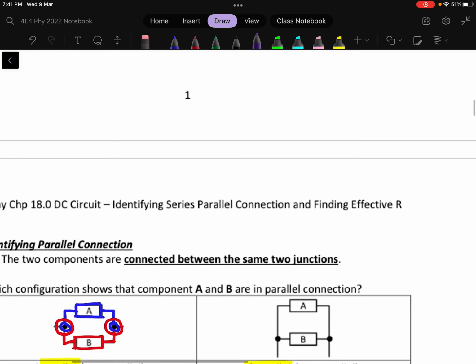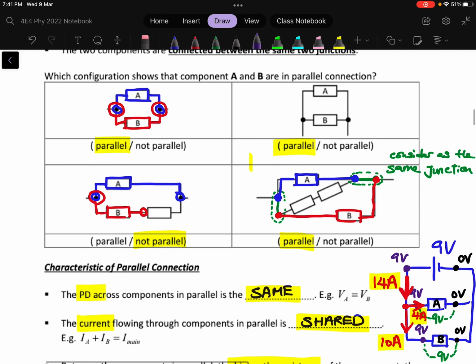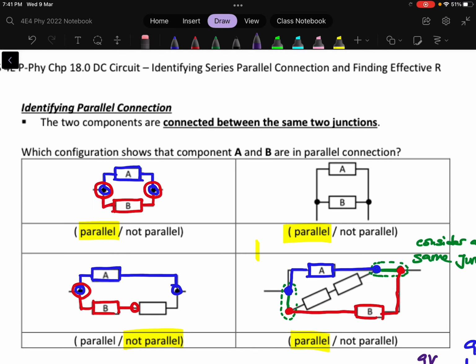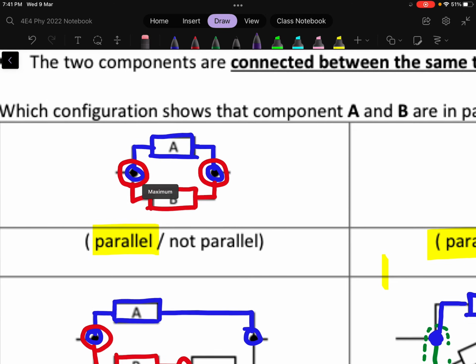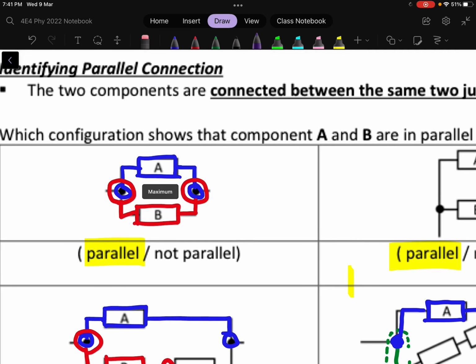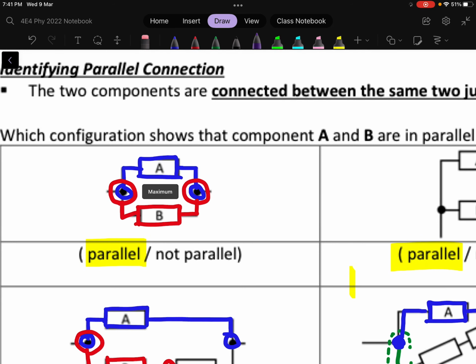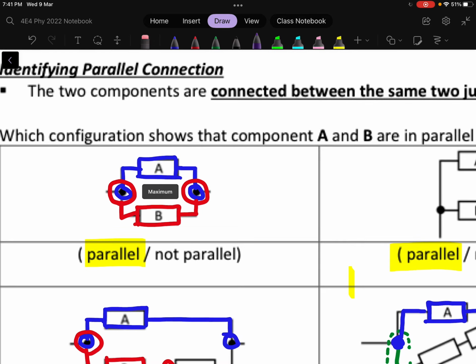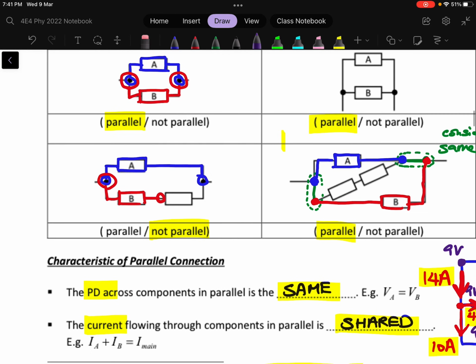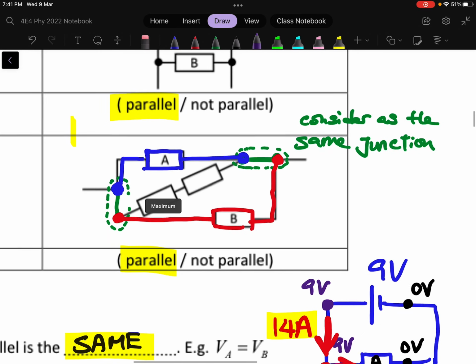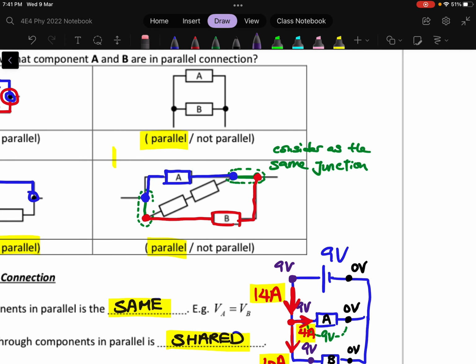Now the other thing that you learn is how to identify parallel. So to identify parallel connection, we say that the component has to be trapped within the same two junctions. So for example, here you can see that resistor A is trapped between the blue color junction, and resistor B is also trapped between the red color junction, and this blue and red are the same junction. So we say that A and B are parallel. There's one exception. If you see that there's no electrical component in between the two junctions, you can say that these two junctions can be considered as the same.